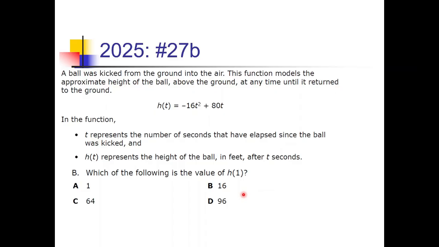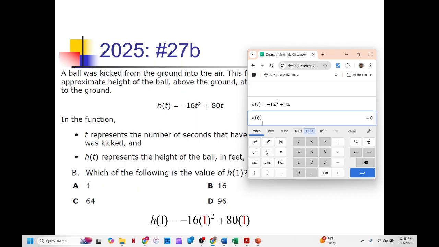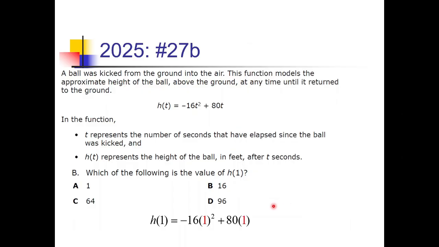For part B of this problem, they want to know which of the following is the value of h of 1. So now we're just plugging 1 in for all the t values there. And you could probably do this without a calculator, but the calculator is available, so once you've written this step, it doesn't cost us too much just to replace the 0 from part A with the 1 from part B, and that comes out to 64, which makes sense. This would just be negative 16 plus 80, so 64, which gives us choice C.